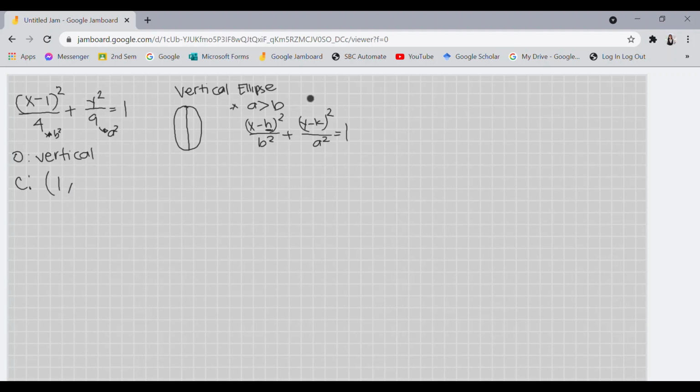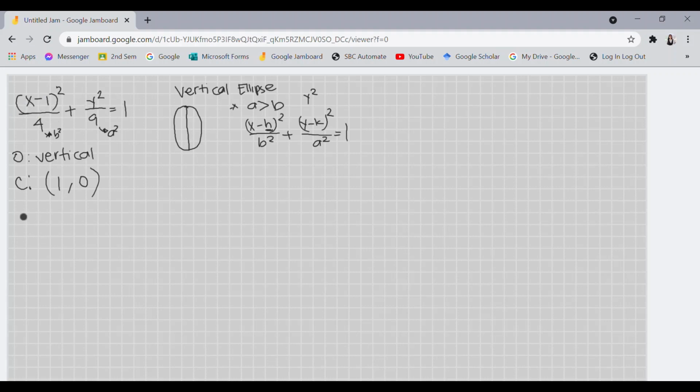Y squared lang siya. We see that kapag nasa origin yung ating, or kapag nasa (0, 0) yung ating center, single siya. That means 0 po yung kanyang y coordinate. So, 1 is from x minus 1, and 0 is from y squared. Okay? So, the center is based on the numerators.